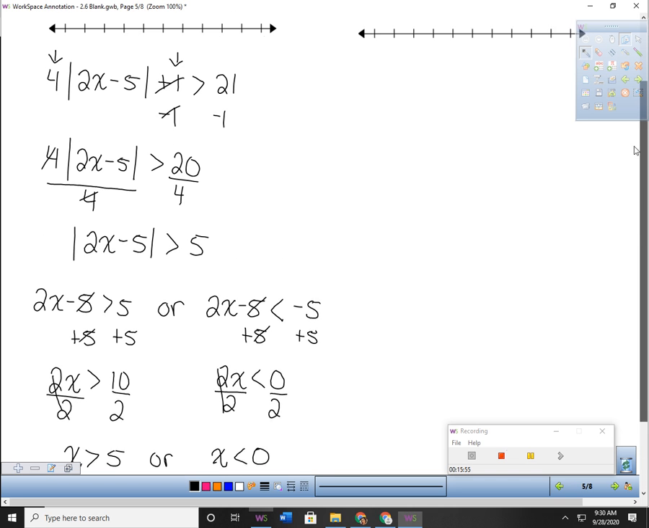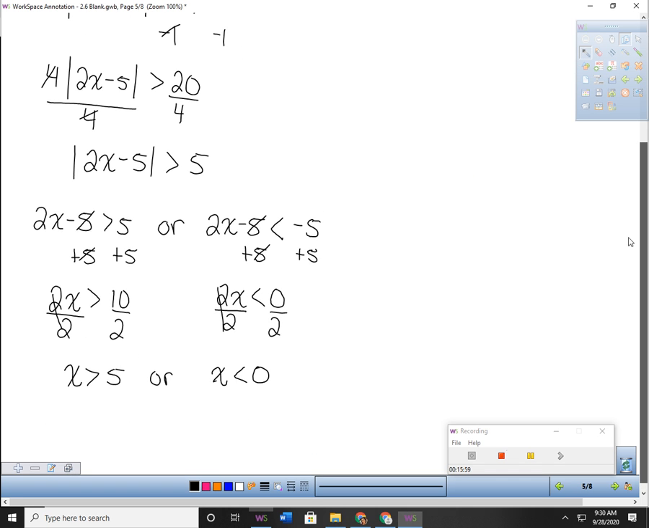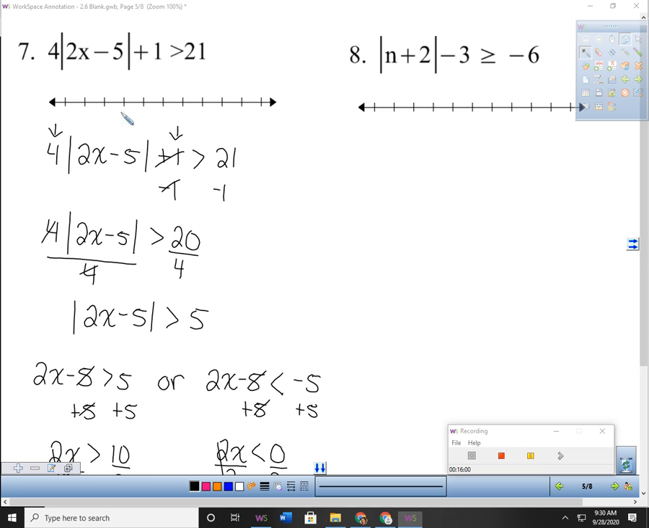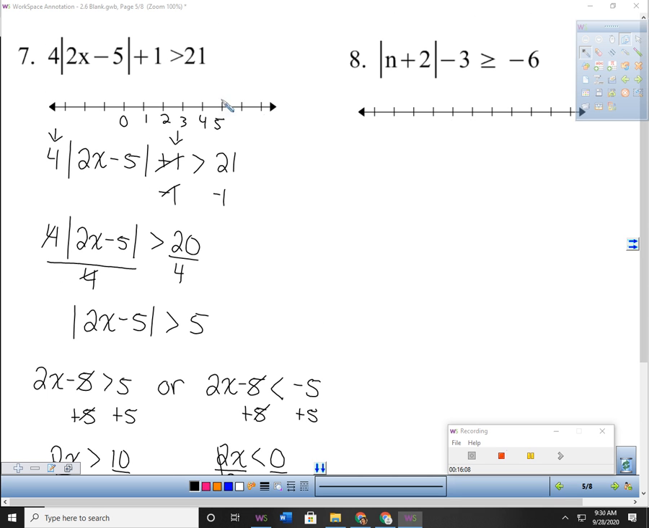We've got x is greater than 5. And we also have to graph the 0, right? So 0, 1, 2, 3, 4, 5. X is greater than 5, so open circle on 5, shade to the right. And we have x is less than 0, so open circle, shade to the left. And remember, ors usually go opposite directions, right?